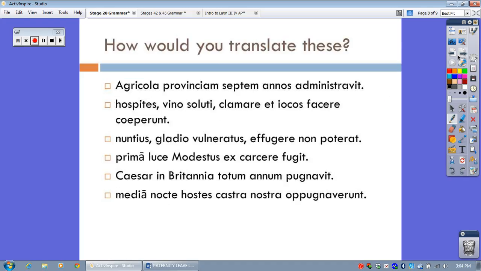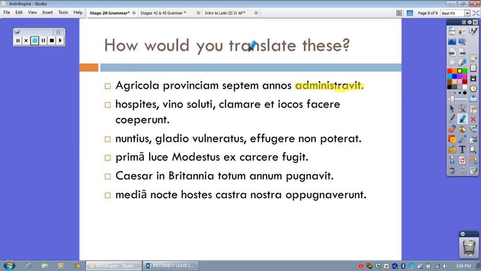Okay, let's look at a couple of examples. And this is it. Agricola provinciam septem annos administravit. So looking at that sentence as a whole, are there any clauses in there? The answer is no clauses. Okay, well, where's my main verb of the entire sentence? Well, that would be administravit. Looks verbish. It's got a V in there. V suggests perfect tense; it ends in -it, perfect tense. Who's my subject? Well, subject usually at the beginning, Agricola.